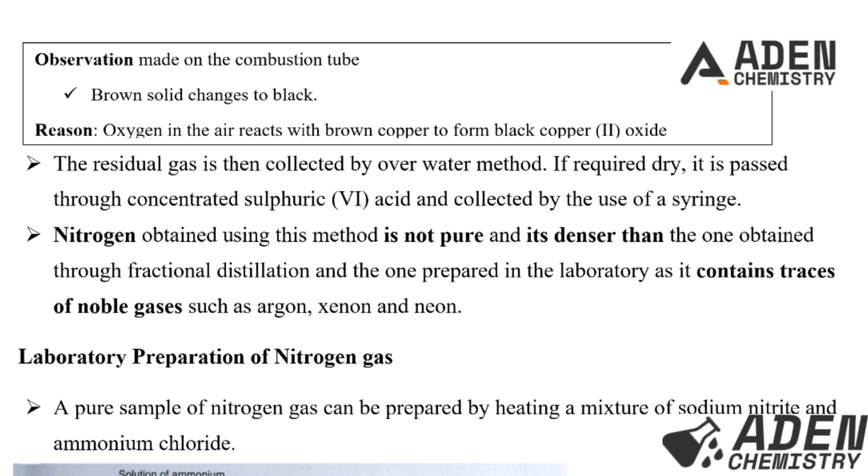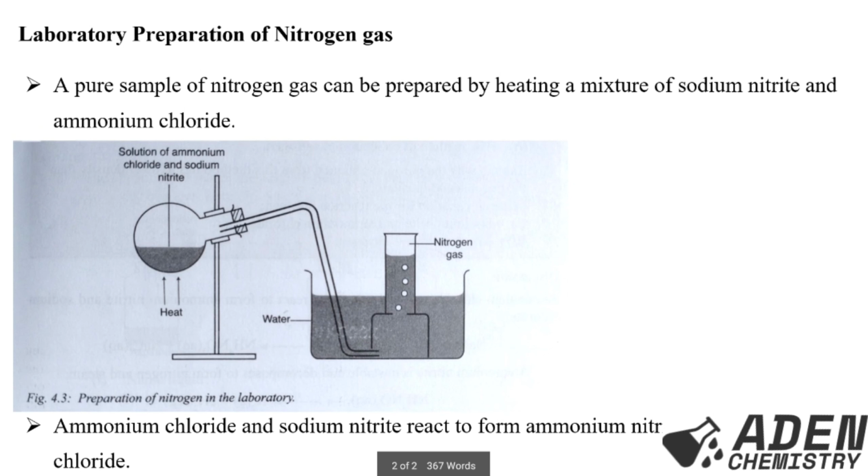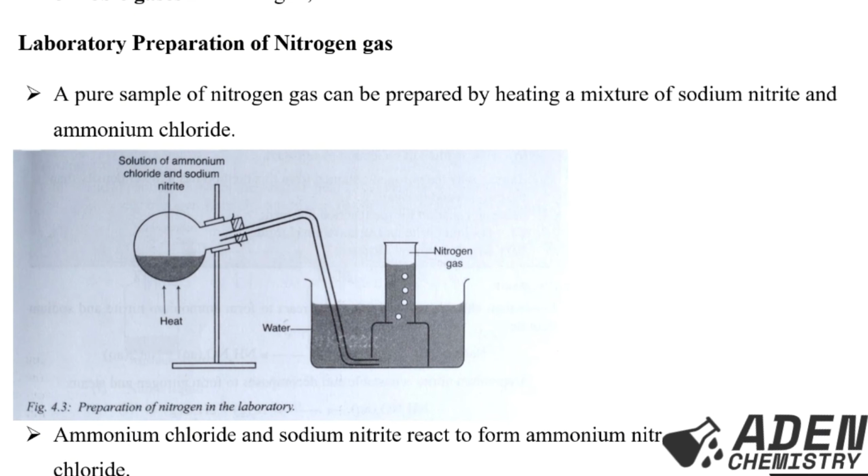Next, we are going to proceed to laboratory preparation of nitrogen gas. A pure sample of nitrogen gas can be prepared by heating a mixture of sodium nitrite and ammonium chloride. So this is the setup that we are going to use for laboratory preparation of nitrogen gas. We have a round bottom flask being heated in a slanting position. Then we have a solution of ammonium chloride and sodium nitrite. Then we collect nitrogen gas by the over water method.